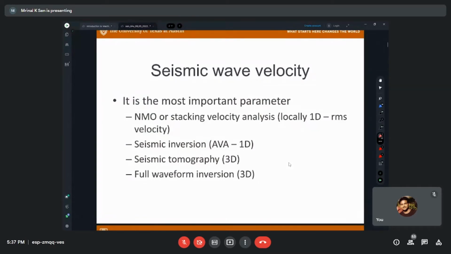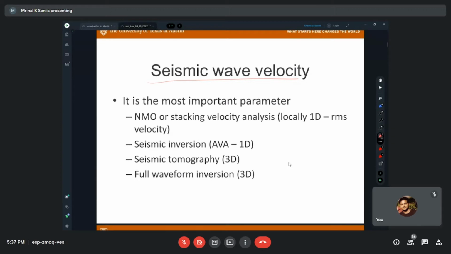Now, in order for you to understand subsurface seismic structure, the most important parameter that you need to be able to estimate is seismic wave velocity. And now there are many ways that we estimate seismic wave velocities that are based on different levels of approximation, and therefore they have different kinds of accuracy.